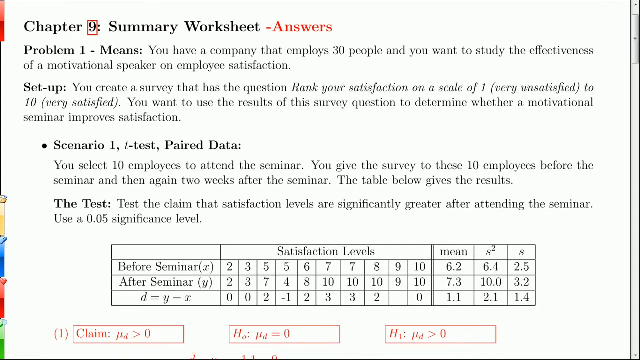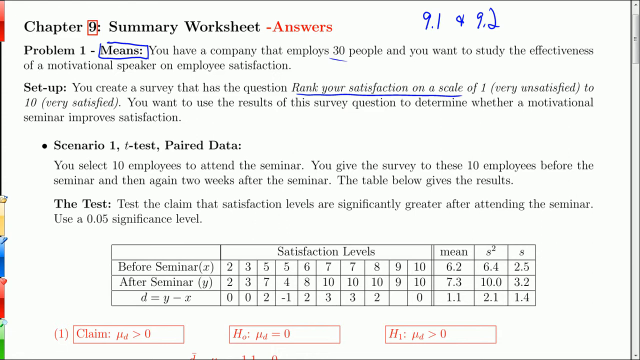Okay, so the first problem is going to deal with means. There's two parts. There's actually one part that deals with Chapter 9.1, and the other approach is Chapter 9.2. So you have a company that employs 30 people, and you want to study the effectiveness of a motivational speaker on employee satisfaction. These motivational speakers are expensive. You want to see if it's worth the money. So you create a survey that has the question, rank your satisfaction on a scale of 1, very unsatisfied, to 10, very satisfied.